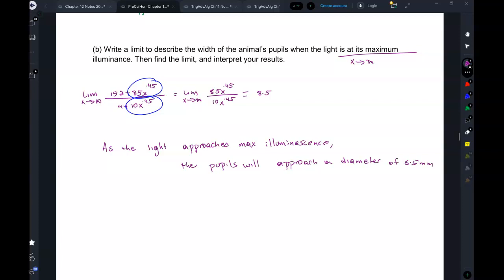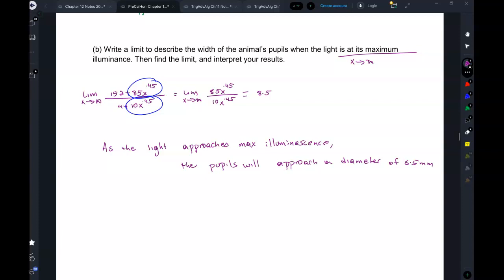And here, you can use other verbs, right? So for example, you can say the pupils will shrink to a width of 8.5 millimeters, because that's what it's doing. So a little bit of the wording you can change. However, maximum illuminescence, a diameter or a width of 8.5 millimeters, the units and such, those are things that need to be there.